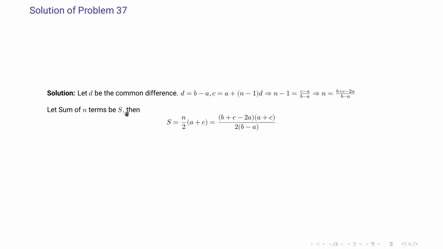Now we know that the sum of n terms be S. This S should be capital. Then S is equal to n by 2 multiplied with the first term plus the last term. So substituting for n, we get (B plus C minus 2A) into (A plus C) by 2 into (B minus A).